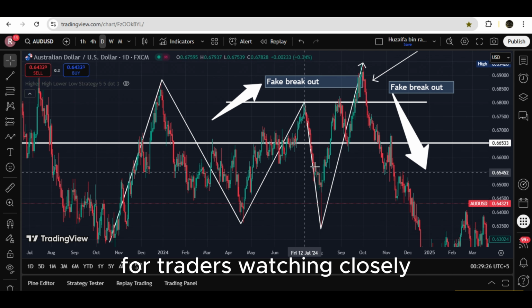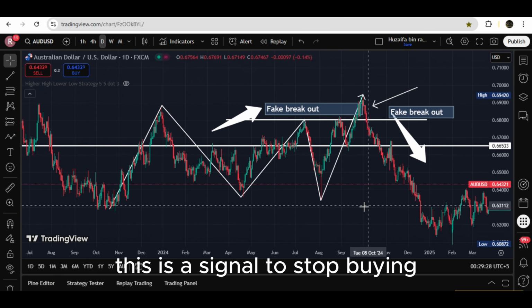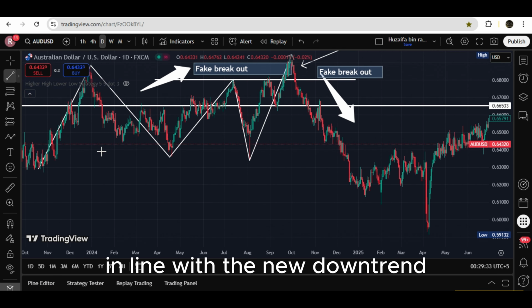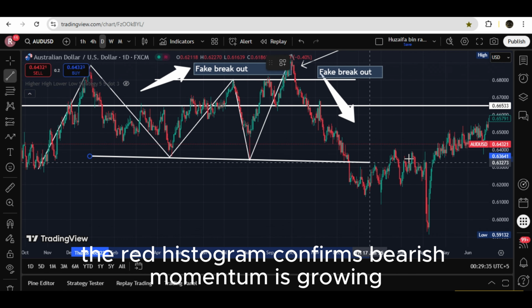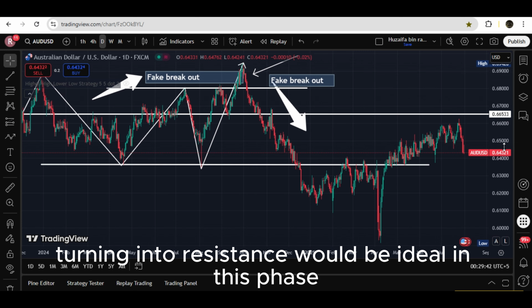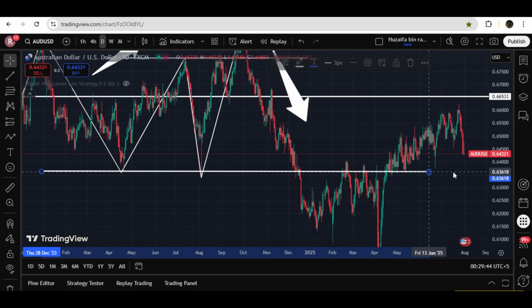For traders watching closely, this is a signal to stop buying and begin looking for sell entries in line with the new downtrend. The red histogram confirms bearish momentum is growing, and entries on pullbacks to previous support levels turning into resistance would be ideal in this phase.